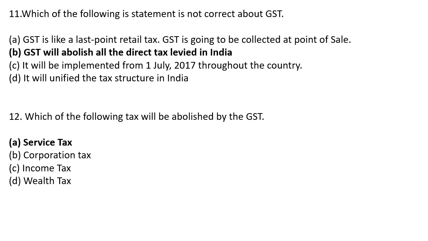Which of the following taxes will be abolished by the GST? Option A service tax, option B corporation tax, option C income tax, option D wealth tax. So the correct answer here is option A service tax. So service tax has been abolished by the GST, but corporation tax, income tax and wealth tax are still there. They have not been subsumed under GST.